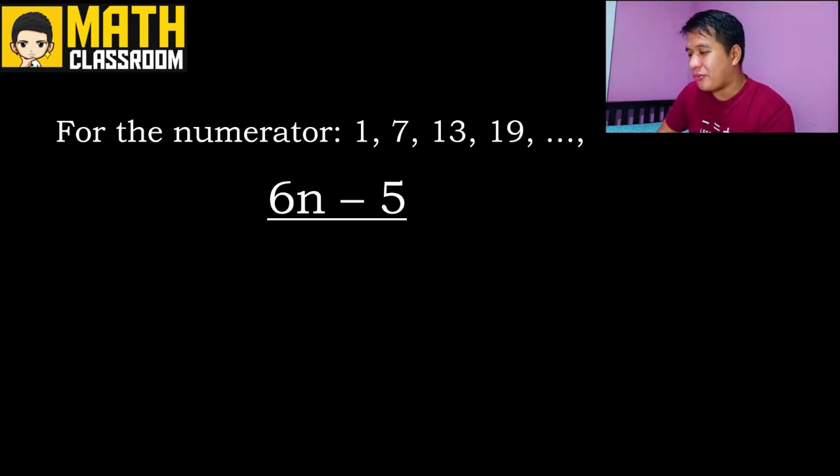So, 6n minus 5 will give you the rule of the numerator. Pwede mo i-check, ano ba yung fourth term natin? Our fourth term is 19. 6 times 4 is 24, minus 5, you will have 19. So, for the numerator, this is our rule.